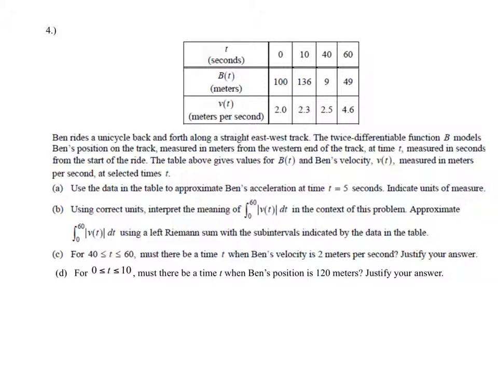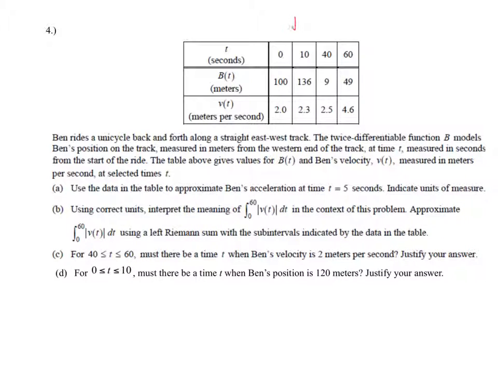Okay, guys, last question. And again, it's position, velocity, acceleration. Except now we're given a table of both position values and velocity values. So we want to approximate Ben's acceleration. If acceleration is the derivative of velocity, well, then we're going to want to take the slopes of velocity values.